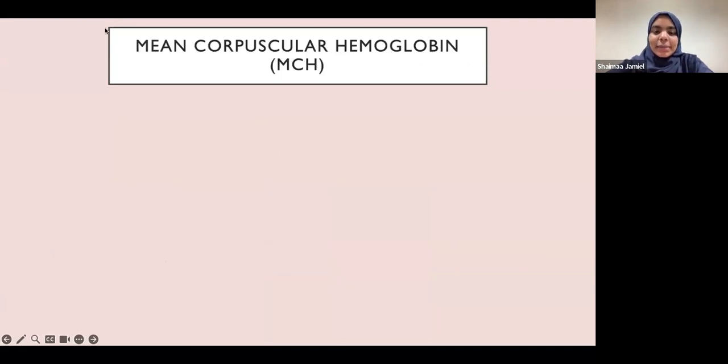So next thing is mean corpuscular hemoglobin. Mean corpuscular hemoglobin or mean cell hemoglobin is the average concentration of hemoglobin in a red blood cell.